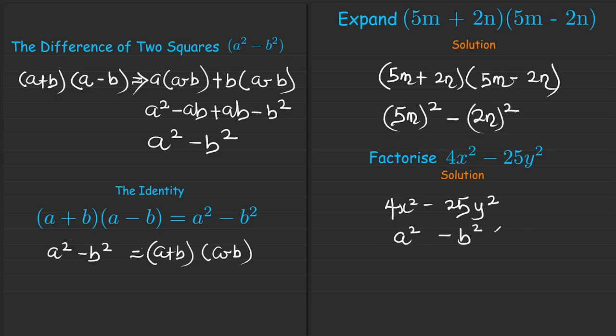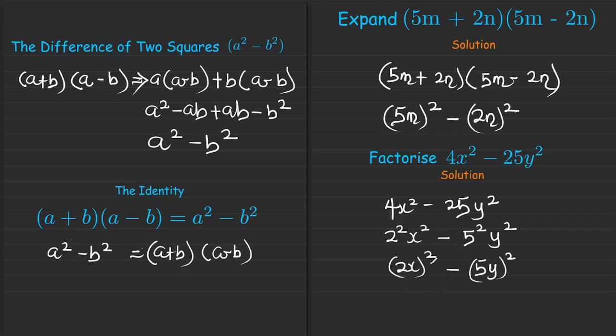That is the whole of a squared, the whole of b squared. But this one doesn't look like that. Hence, for the 4, we know 4 is a perfect square, that is 2 squared. So we have 2 squared x squared minus 25, which is also a perfect square, 5 squared y squared. Simplifying further, we can use the laws of indices to give us (2x) squared minus (5y) squared. This is then in the form of difference of two squares.